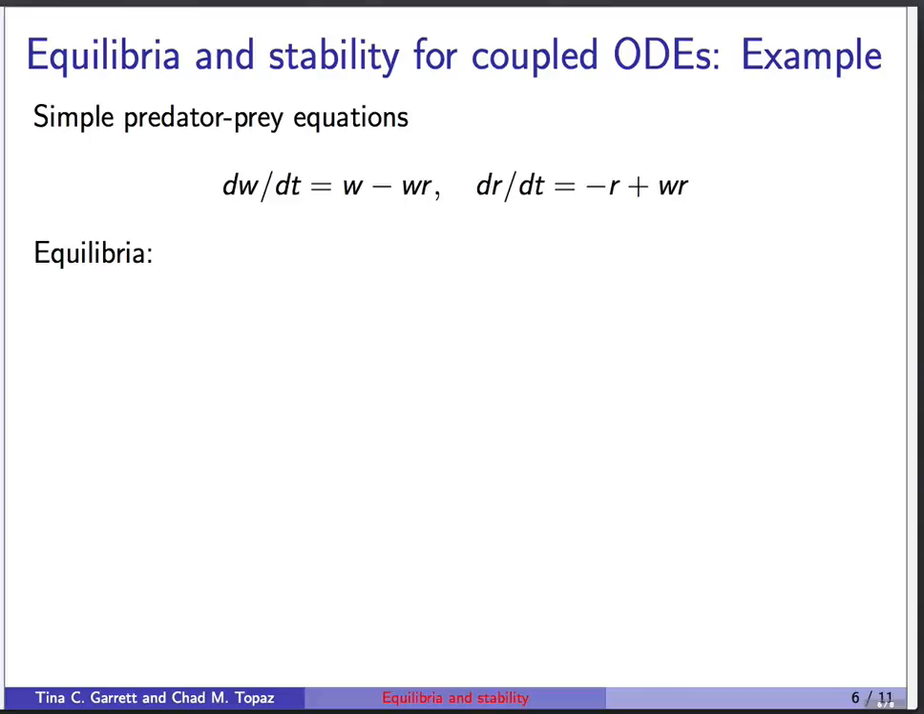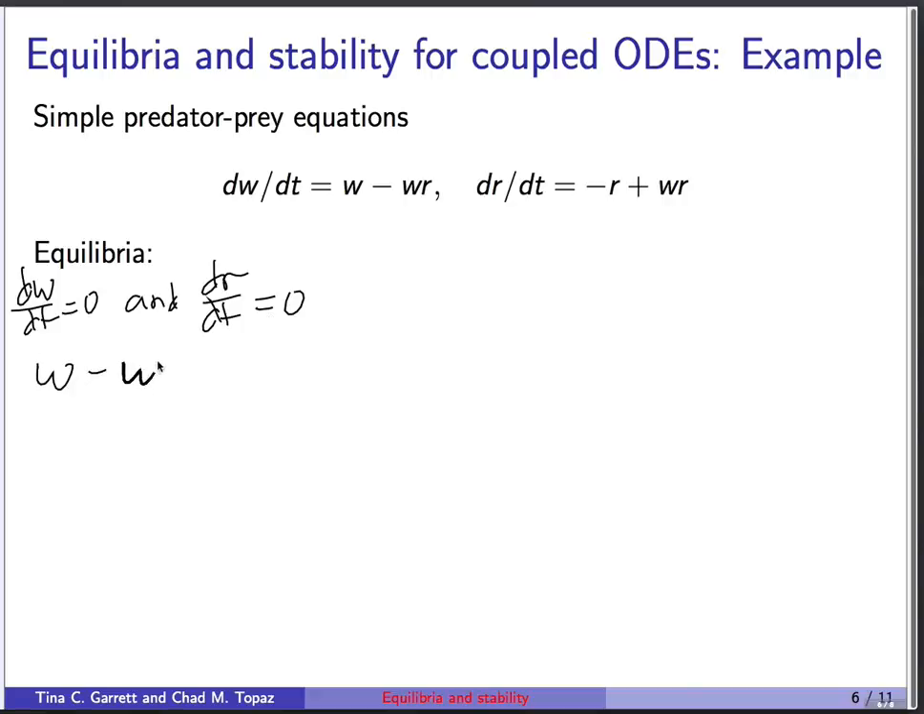We're going to take these predator-prey equations. You've possibly seen these in a previous screencast. I've set all the coefficients equal to 1, just to make things easy. You could think of this as representing worms, which are prey, and they're the prey of robins that are predators that eat them. So to look for the equilibria, we have to ask when are dW/dt and dR/dt both equal to 0. dW/dt equals 0 and dR/dt equals 0. That means W minus WR equals 0, and negative R plus WR equals 0.